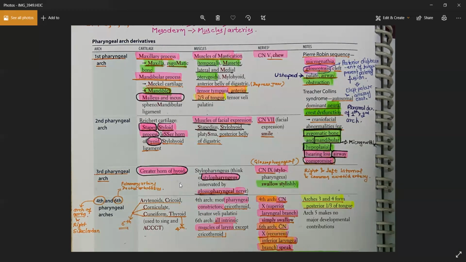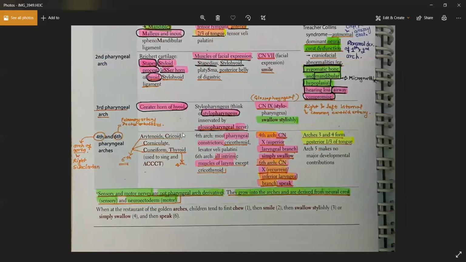Okay. Now, I told you already that the sensory and the motor nerves supplying the pharyngeal arches are not derived from the arches. They are all derived from the neural crest cells or the neuroectoderm. And please note, the sensory part of these nerves supplying the pharyngeal arches is formed by the neural crest cells, and the motor part is formed by the neuroectoderm layer, and that is a very high yield thing. Motor part, neuroectoderm, and the sensory part is the neural crest cells. And if you guys remember about the alar plate and the basal plate, remember?